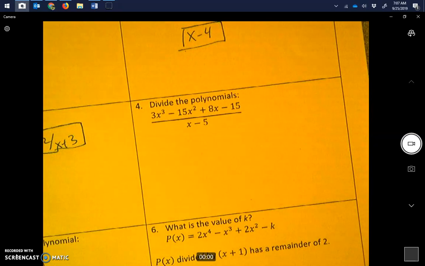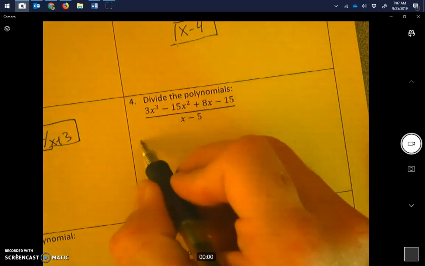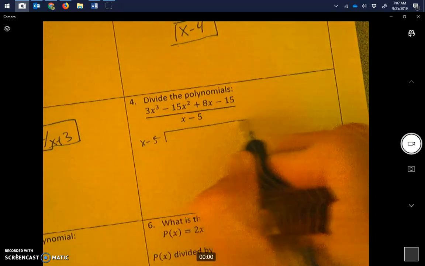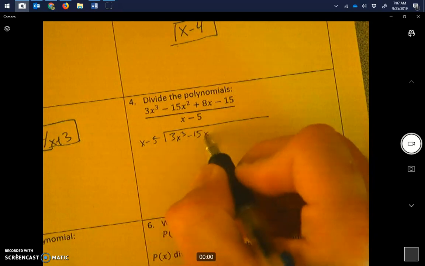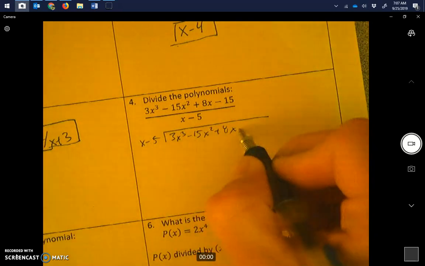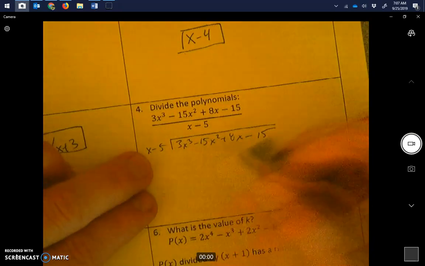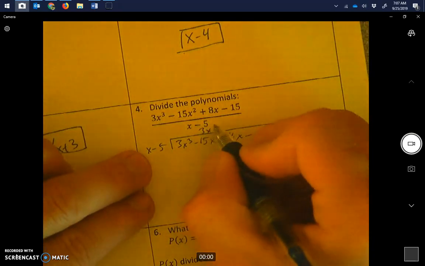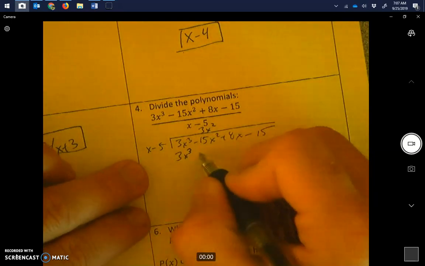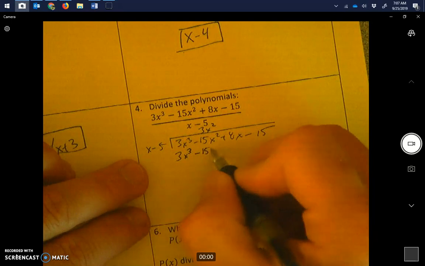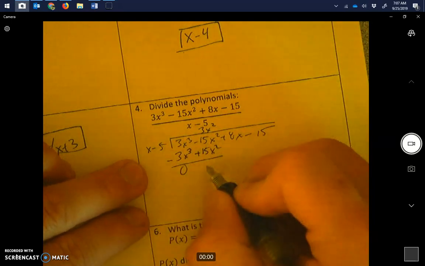Okay, same as question 3, just a little bit longer. We have another term in there. So x minus 5 on the outside, 3x cubed minus 15x squared plus 8x minus 15. All right, so what times x is 3x cubed? That is 3x squared. Then we get negative 15x squared here. We're subtracting, so flip the signs. We get 0, and 0 here as well.